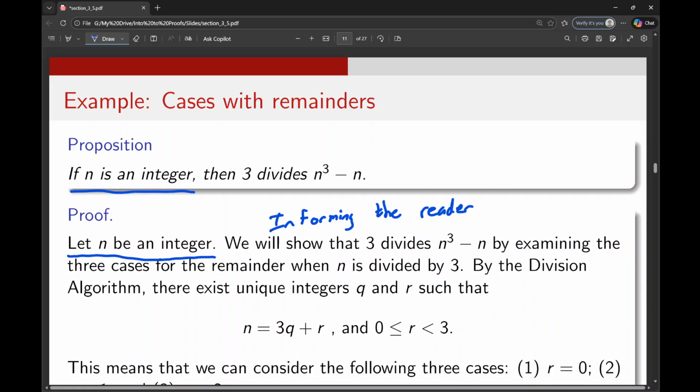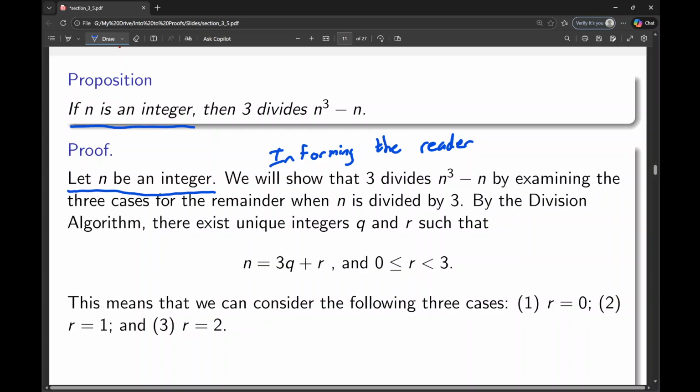We will show that 3 divides n cubed minus n by examining the 3 cases for the remainder when n is divided by 3. By the division algorithm, there exist unique integers q and r such that n equals 3q plus r, and r is between 0 and 3, including 0, not including 3. So this means we consider the following 3 cases: when r is 0, when r is 1, and when r is 2. Okay? So all of this part right here was setting up cases using the division algorithm.